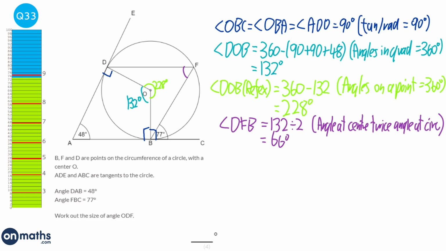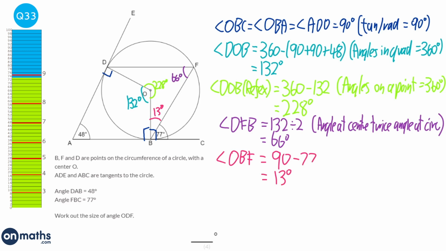We should really put degrees on these. Okay, the next one we're going to work out is this angle here, which is angle OBF. There's no reason for this, it's just the whole thing is 90. We're taking away the 77, so that would be 13 degrees. So that's a nice easy one. And let's just put the 66 degrees on our diagram as well.